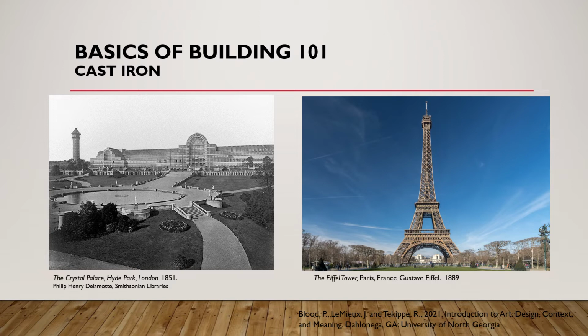Now, the Eiffel Tower is another example of cast iron building. This time, all of the metal is exposed.